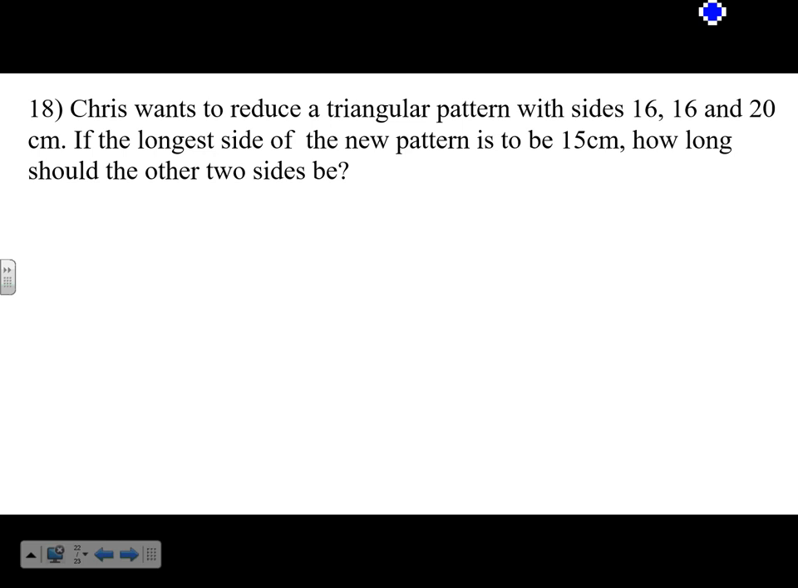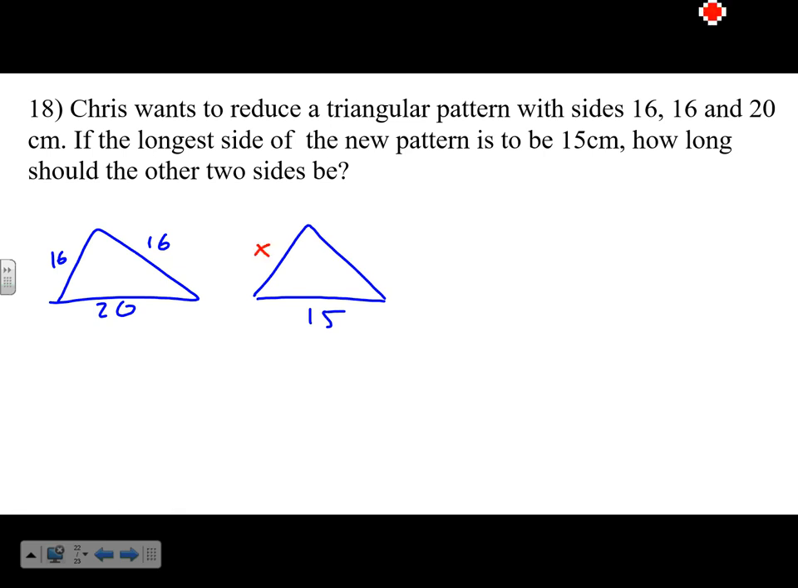Chris wants to reduce a triangle pattern with sides 16, 16, 20. If the longest side of the new pattern is to be 15, so the longest side instead of 20 is going to be 15, how long should the other two sides be? Well, it helps that the other two sides are the same, but they didn't have to be. 16 over x is equal to 20 over 15.